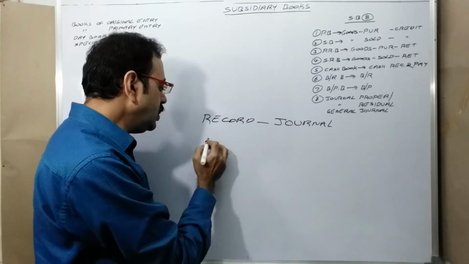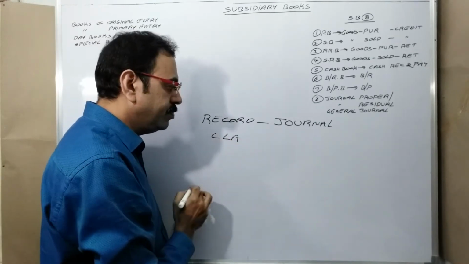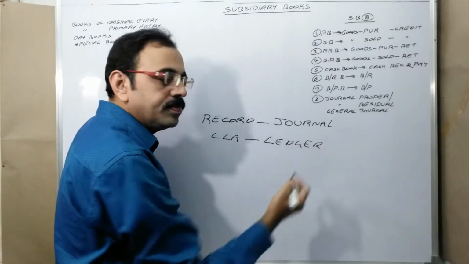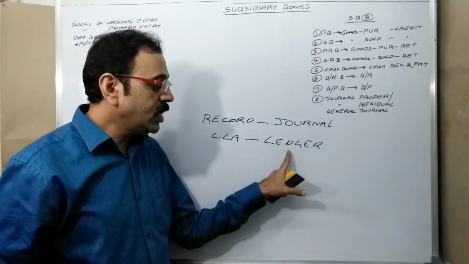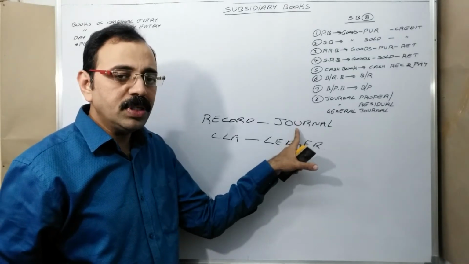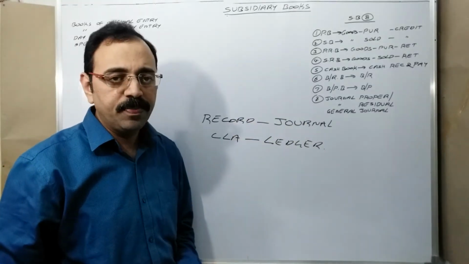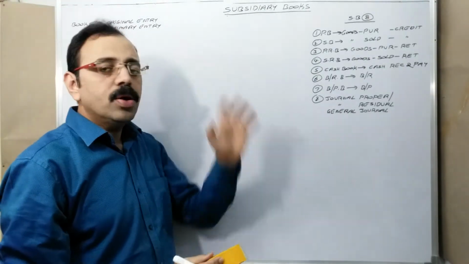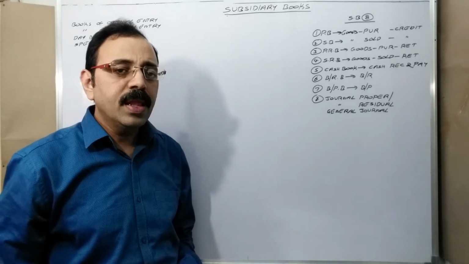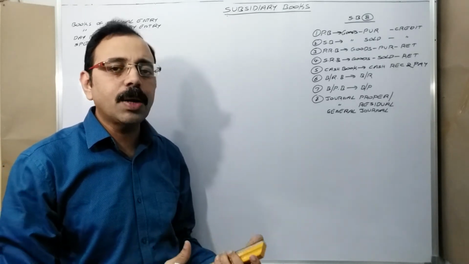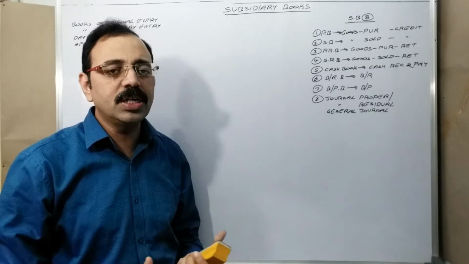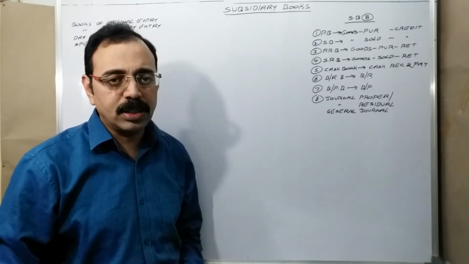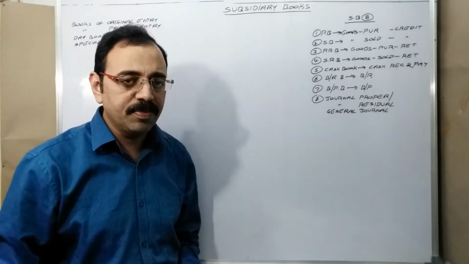Then the next step is we have to classify them. In which book? Ledger. So ledger is common for small firms as well as for big firms. Now today's topic is subsidiary books. Then why do big firms maintain subsidiary books instead of journal? Because in journal there are some drawbacks. What are they? Let us see.